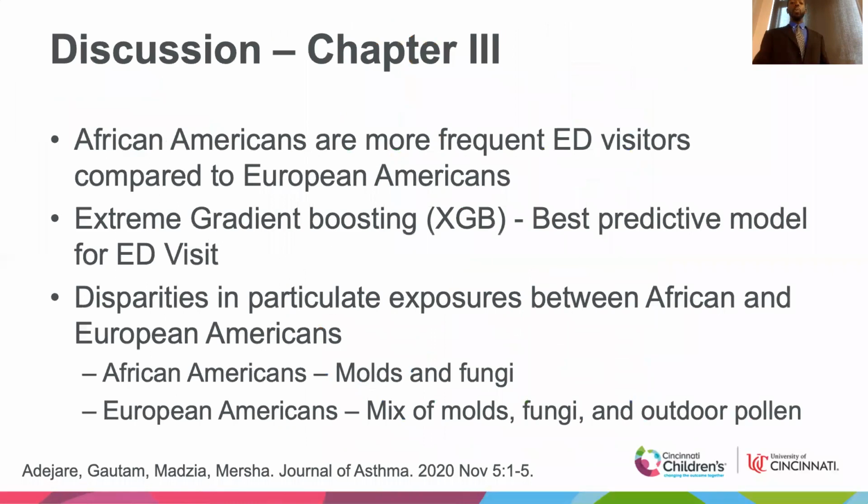And so what we saw in this work was that for asthmatic patients, African Americans were more frequent ED visitors compared to European Americans. We saw that extreme gradient boosting was the best predictive model for ED visits. We then saw that there are disparities in particulates between African and European Americans, where molds and fungi were more representative for African Americans, compared to European Americans with a mixture of molds, fungi, and outdoor pollen.